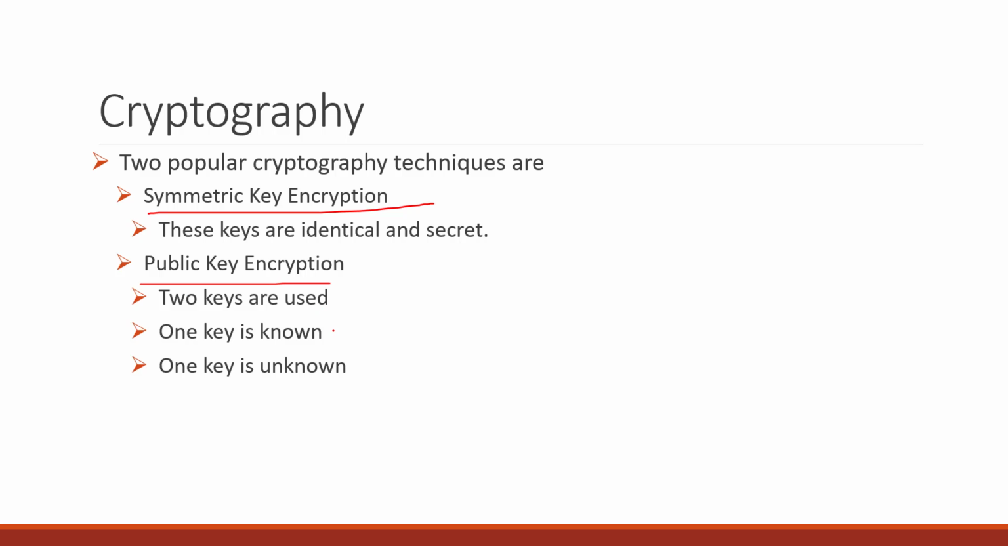It uses 2 keys. One key is unknown and one key is known. So one key is for encryption and the other key is for decryption. One key is known and the other key is unknown. We can normally call them private and public keys as well.